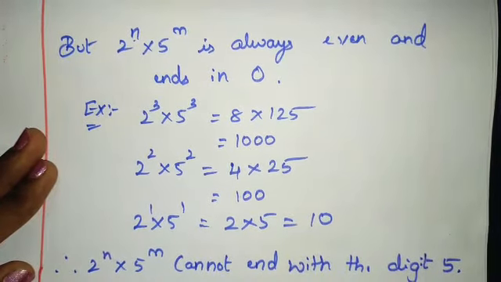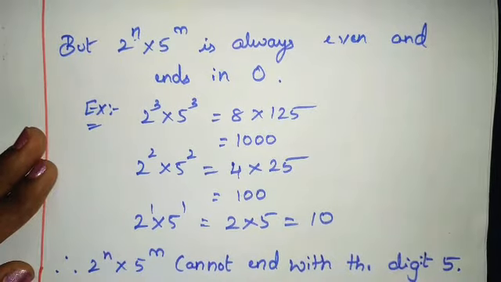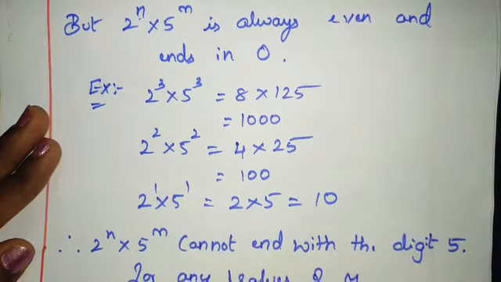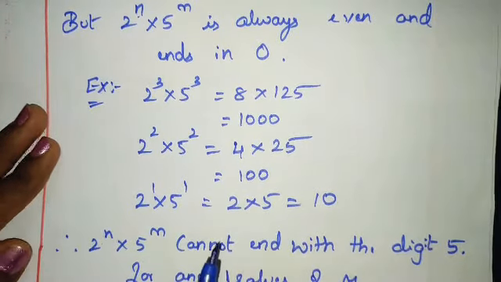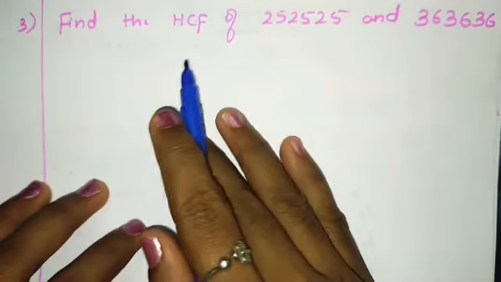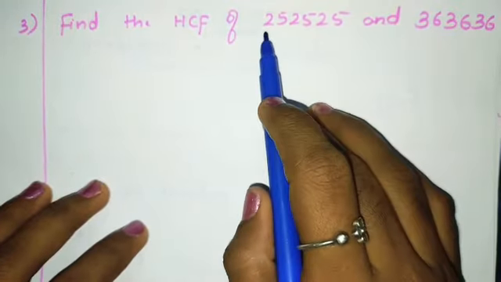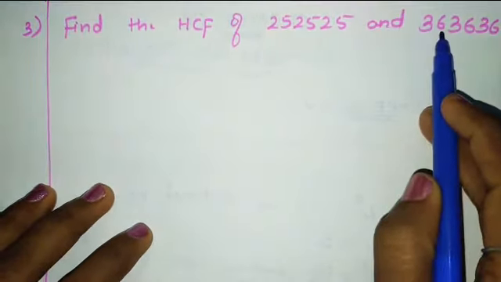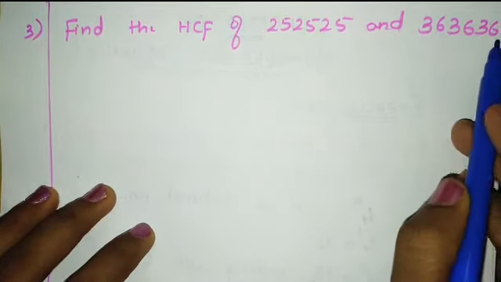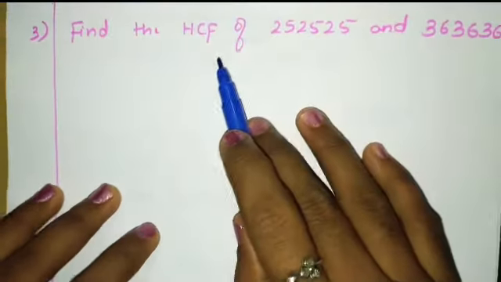Any values of m. So if you put any value for m, it cannot end with digit 5. That's what they asked in the question. Third sum, find the HCF of 2,52,525 and 3,63,636. So you have to find the HCF for this.